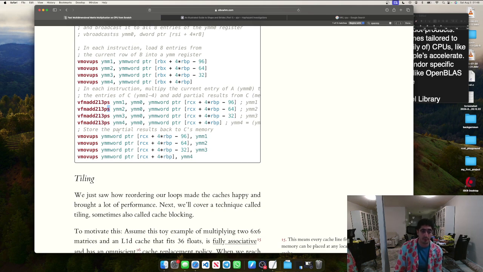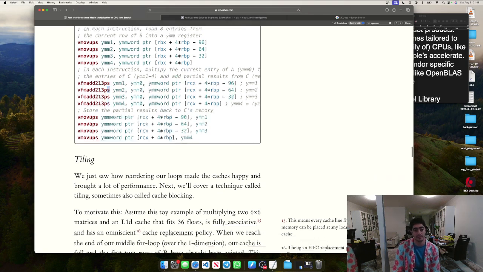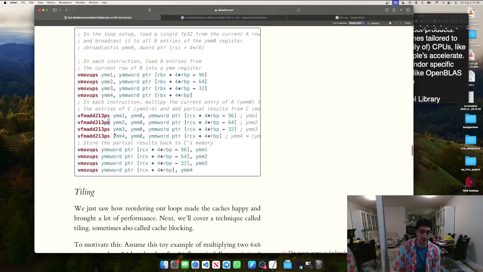Okay, store the partial results back to C's memory. So you remember the 8 entries we had, and then the YMM registers. You gotta put them back into this. You loaded them, put them back if you're a good person.